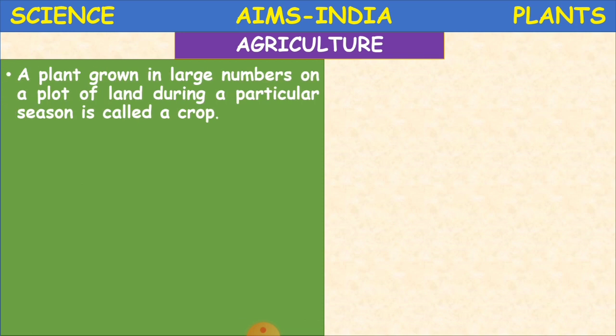So what is agriculture? A plant grown in large numbers on a plot of land during a particular season is called a crop. Okay, so what is agriculture? Basically, when we grow crops in a large area for a particular season, then that is called agriculture. Clear, children? So plants will be grown in large number, and they are grown according to the season. So that is called agriculture.